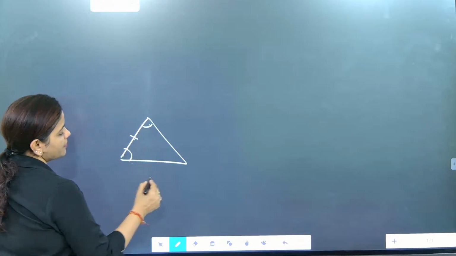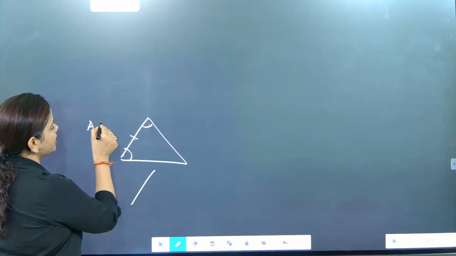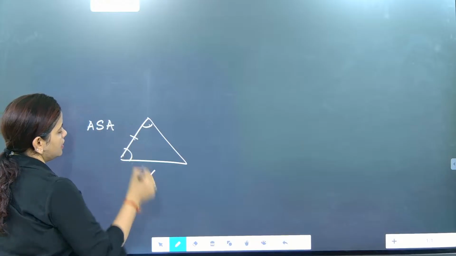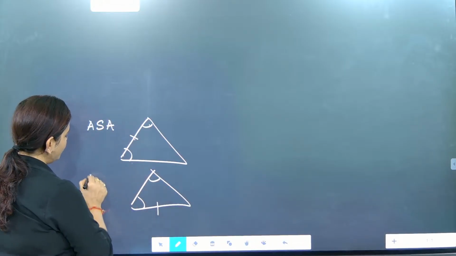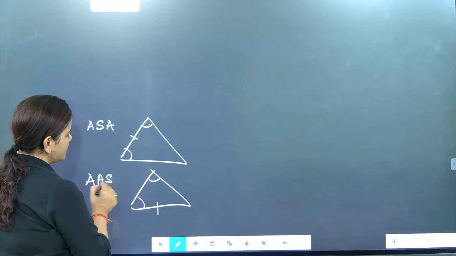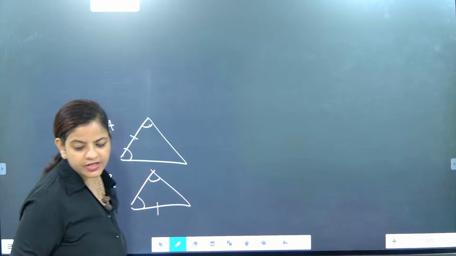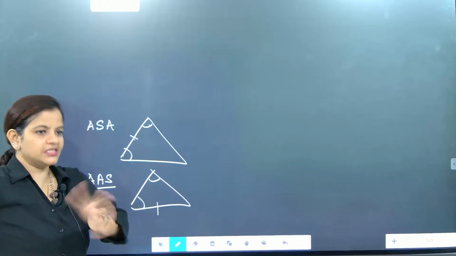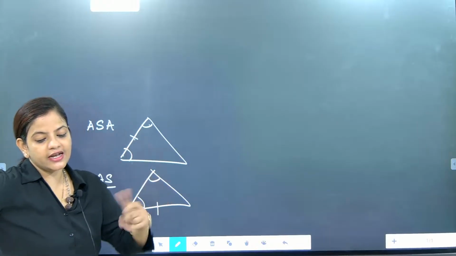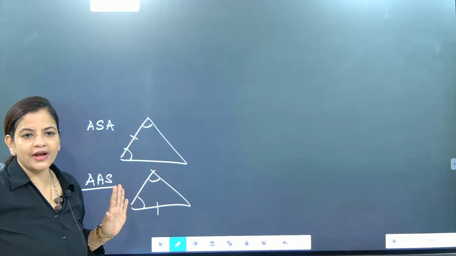Understood? But if somebody asks you angle angle side, then this one will become angle angle side. Did you understand the difference? Angle side angle and angle angle side. That's the basic difference between them. I hope you have understood.